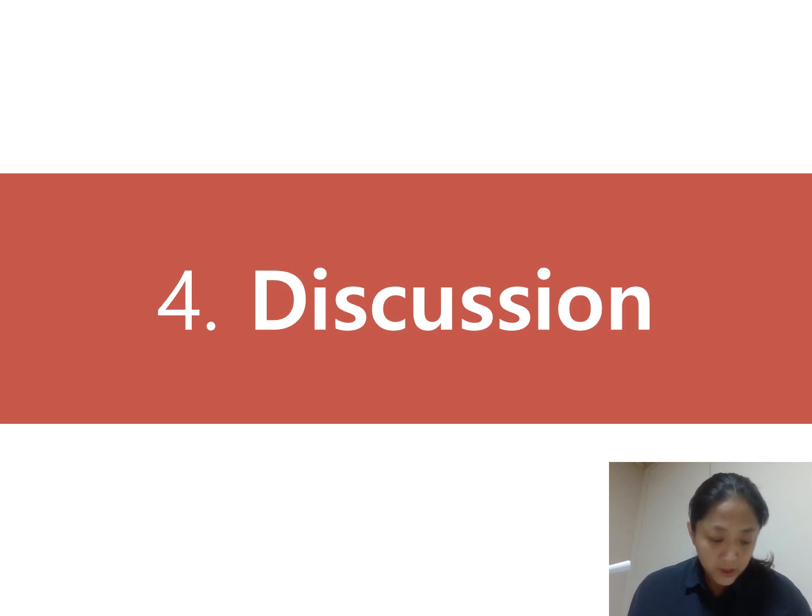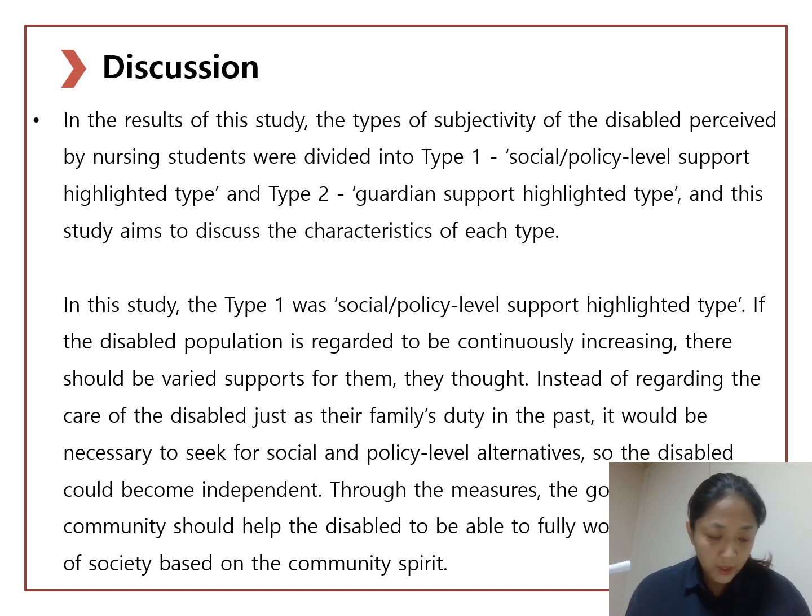This is the discussion. In the result of this study, the type of subjectivity of the disabled perceived by nursing students was divided into type 1, social policy level support highlighted type, and type 2, guardian support highlight type, and this study aimed to discuss the characteristics of each type. In this study, type 1 was social policy level support highlight type. If the disabled population is regarded as continuously increasing, there should be various supports for them.